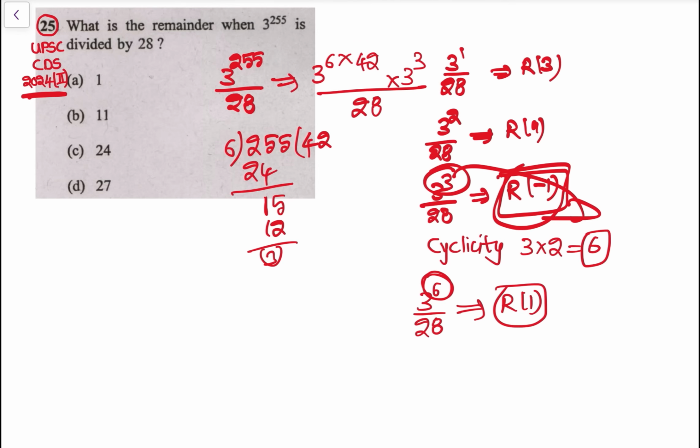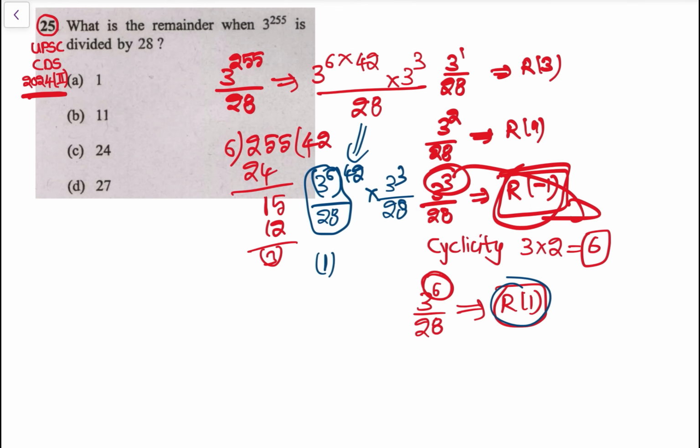So this is what? It is 3 to the power 6 to the power 42 upon 28 into 3 to the power 3 upon 28. See, 3 to the power 6, cyclicity is 1. So 1 upon 42 is what? 42 into 3 to the power 3 is 27 upon 28. So 27 upon, see this is 1 into इसका होगा -1. So -1. So overall remainder is -1.